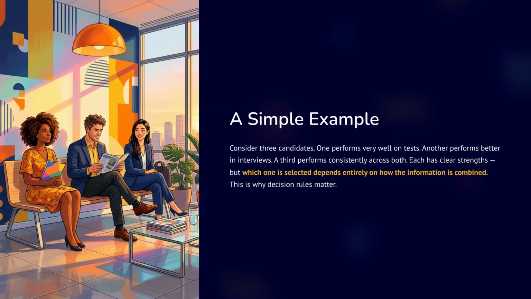Imagine that the first candidate has very high test scores, but average interview ratings. The second candidate performs moderately on tests, but excels in interviews. And the third candidate performs consistently well across both. Not the highest in any one area, but strong overall. All three candidates could be considered qualified, but the decision rules determine which strengths matter most.